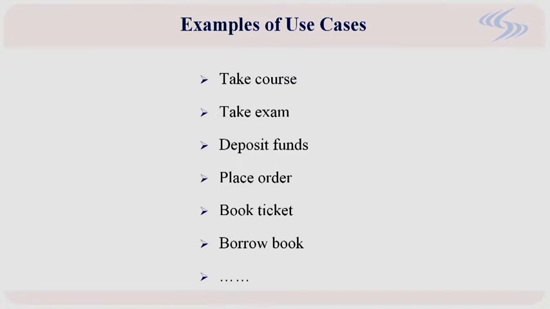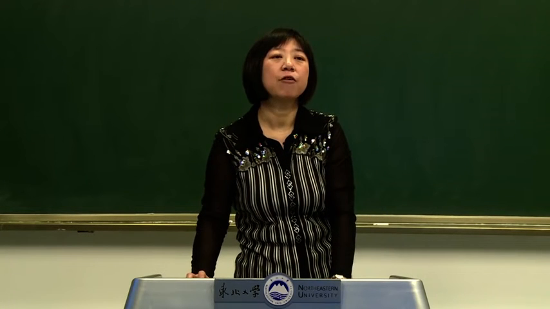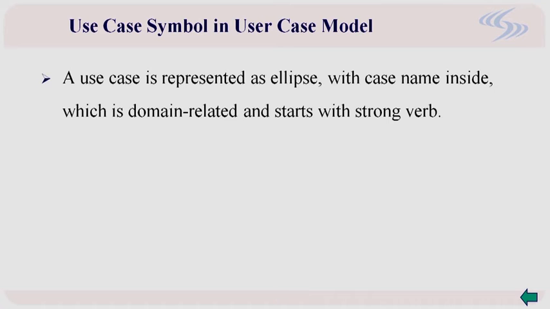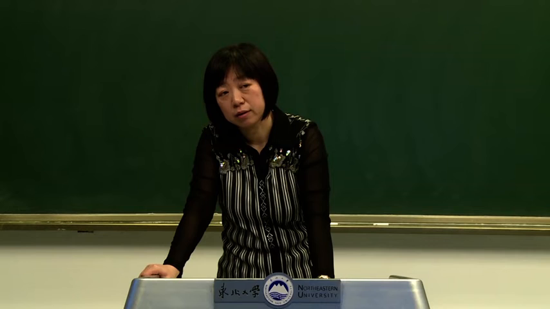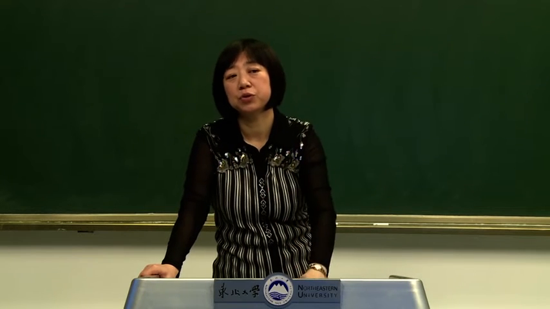This is a list of some examples of use cases, such as take course, take exam, deposit funds, place order, book ticket, borrow book, and so on. Surely these use cases are from different software systems. Well, use case symbol. A use case is represented as an ellipse with the case name inside, which is domain related and starts with a strong verb. For example, log in. Some actor will log in, right? So that means some actor will interact with this use case login.